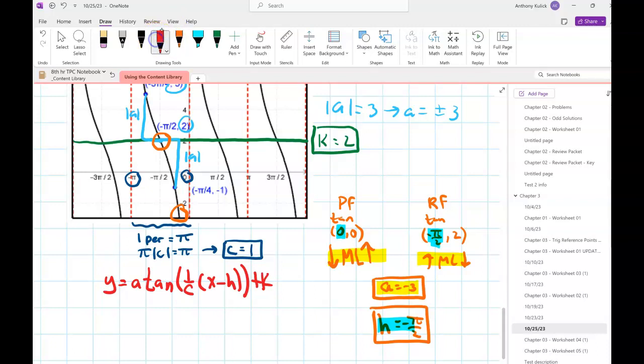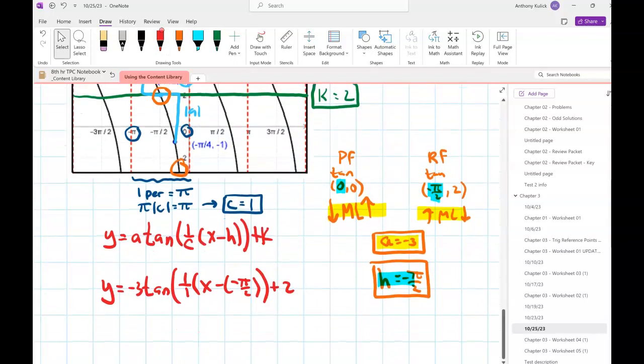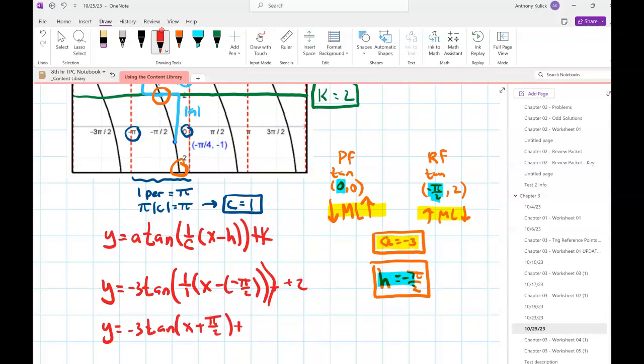So if we put this all together now, y equals negative 3 tangent of 1 over C times (x minus H), plus K. Or if you really wanted to clean this up a little bit, you could write it that way and get rid of some of those parentheses.